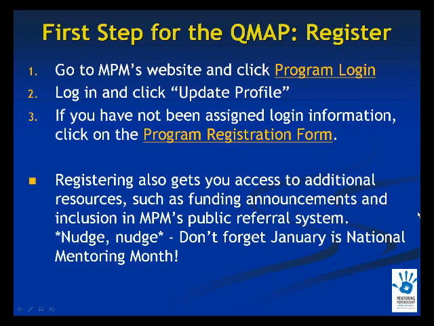But all you have to do to start that process is go to our website, which is mpmn.org. Go to the Program Login tab over on the far right. And if you have assigned login information, you'll just log in and then click Update Profile. If you've not been assigned login information, you'll click on the program registration form. If you have any questions, just email me. And like Polly said, my contact will be at the end of the webinar.